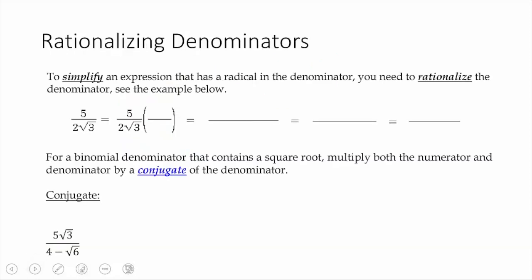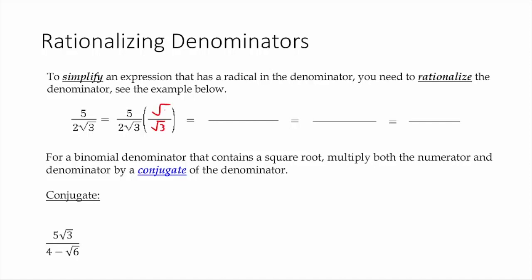So let's take a look at a question like this. We have 5 over 2 root 3, but now we're going to do something called rationalizing the denominator. And when we rationalize the denominator, all that means is no radicals on the bottom, please. So the easiest case is when you have a term on the bottom multiplied and one of them is a radical. When that's the case, we're going to multiply the top and bottom by that radical.